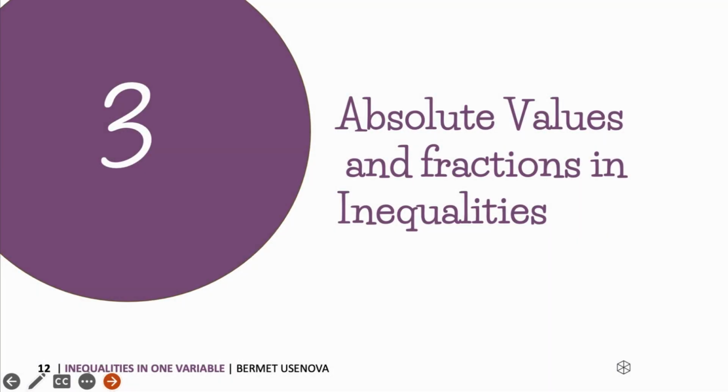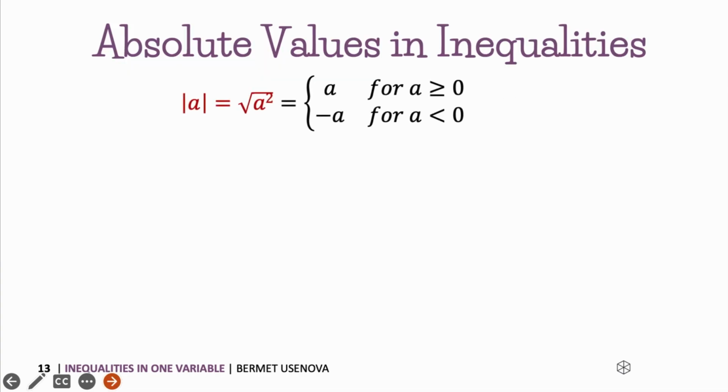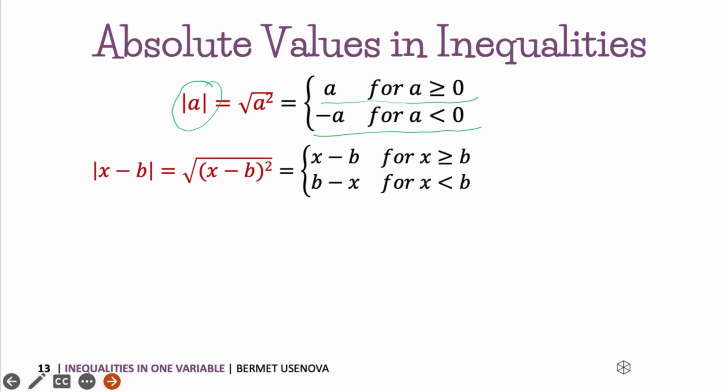So our next topic is going to be absolute values and fractions in inequalities. Absolute value, again, our good friend, we see it in every chapter, as you remember, is a value that describes the distance between the number and the origin on the number line. Absolute value has two cases. We have a for the positive numbers, and we also can have a negative term for all a's smaller than 0. So when we deal with absolute values in inequalities, we also deal with two different cases.